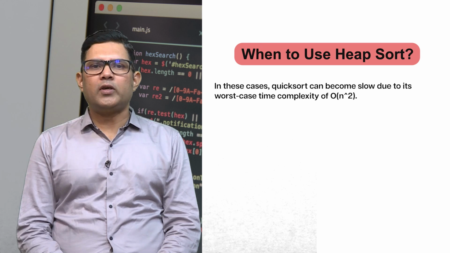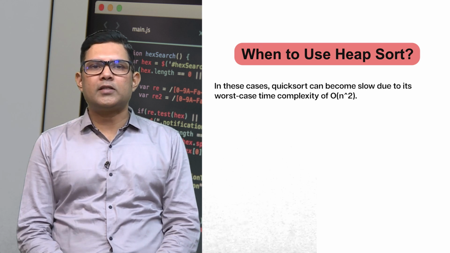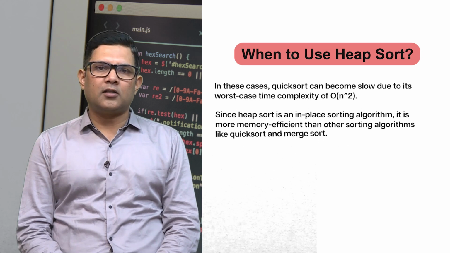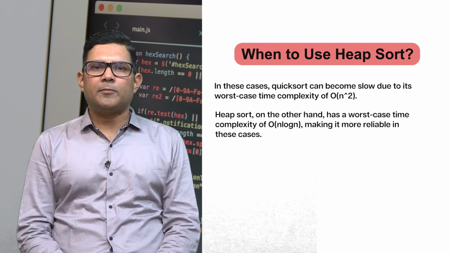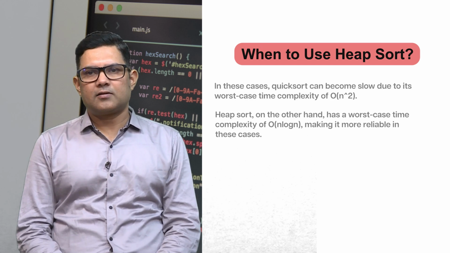In these cases, quick sort can become very slow due to its worst case time complexity of order n square. Heap sort, on the other hand, has a worst case time complexity of order n log n, making it more reliable in these cases.